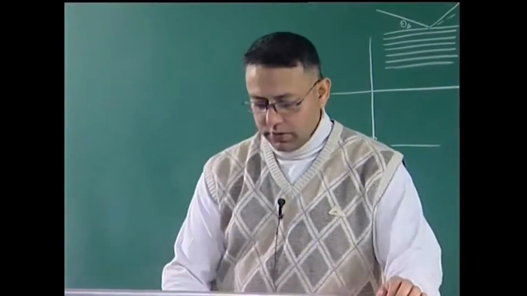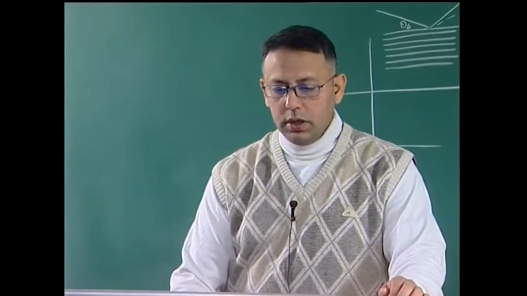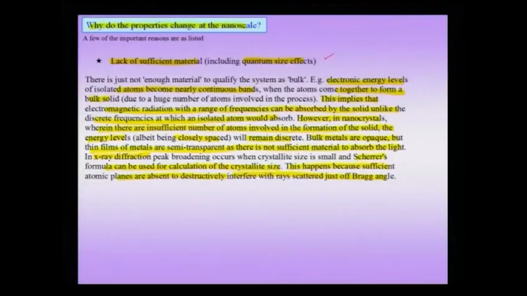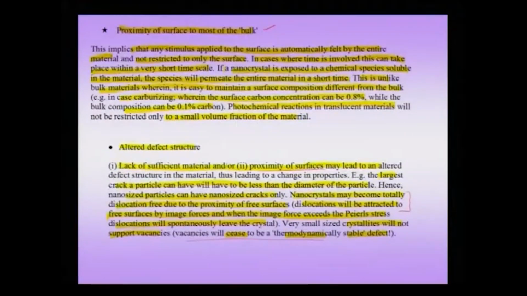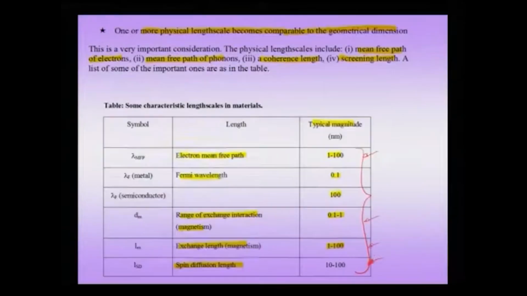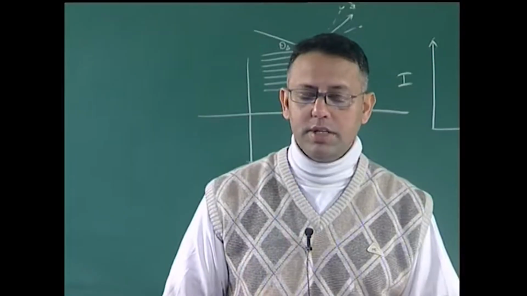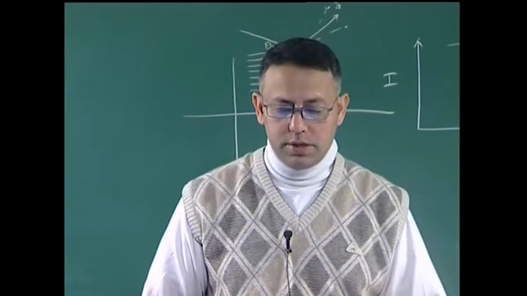So, just to summarize the set of important questions: why do properties change in the nanoscale? It could be because of lack of sufficient material, it could be because of dominance of surface and interface effects, it could be because of proximity of the surface to most of the bulk, it could be because some of these effects give rise to an altered defect structure, and finally, if one of the more physical length scales becomes comparable to the geometrical dimension of the system, then I would expect that certain drastic new properties will arise in the system.